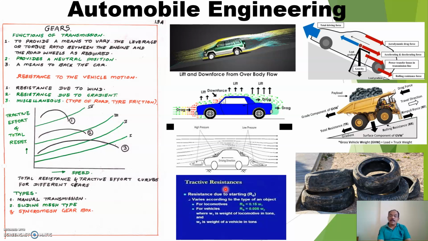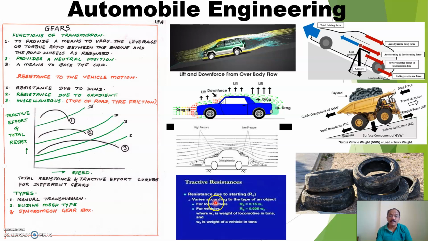Suppose, take an example that if a loaded truck is there like this, and you are pulling it with your two-wheeler, this vehicle will not move, because the load is more and your engine power is less. But the truck is designed in such a way that the power developed in its engine will be able to overcome the tractive resistance. Now what is tractive resistance? The resistance due to starting.